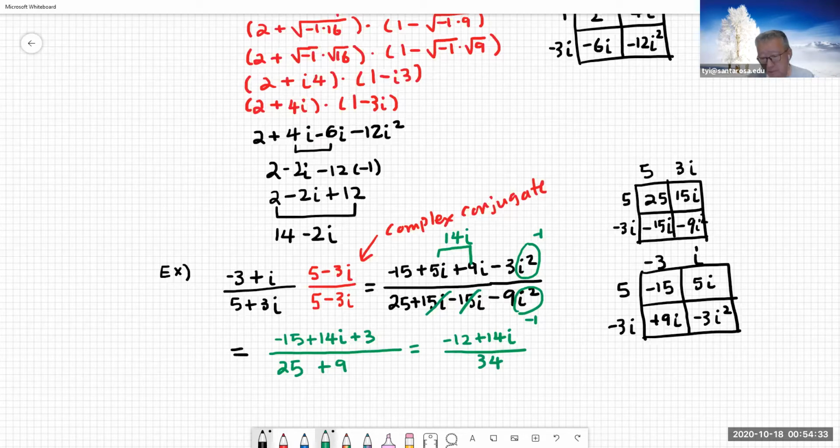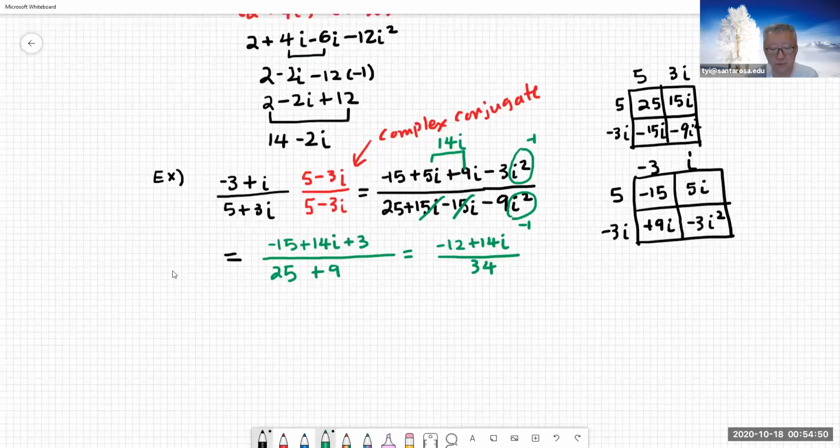Is it necessary that you're going to have to rewrite this as two terms? Not really. If you can simplify to the smaller term, then you are welcome to do that. So, let's see if we can do that.